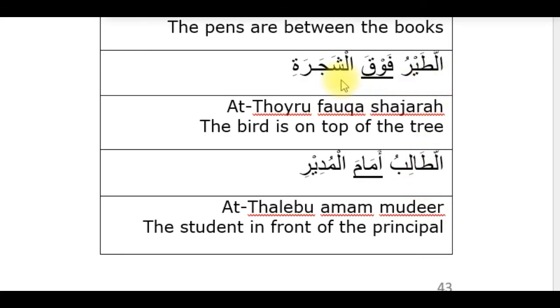الطير فوق الشجرة. الطير the bird, فوق on top, الشجرة the tree. الطالب أمام المدير. الطالب the student, أمام in front, المدير the principal.